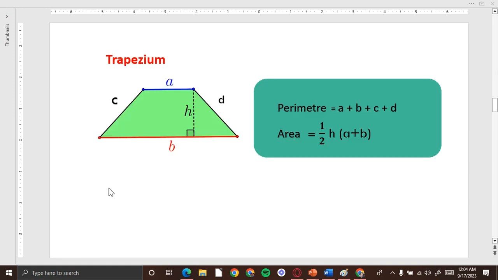Next is trapezium. For a trapezium, the sides are different. So, we have two parallel sides A and B. So we will add this A plus B and then multiply with the height of the trapezium and divide it by 2. So area is equal to half of height into sum of the parallel sides. That is half h into A plus B. Perimeter is equal to A plus B plus C plus D.